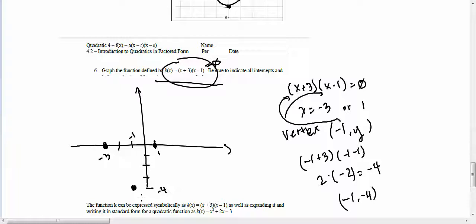Well, there's one more piece, and actually that's exactly it. We found the x-intercepts. We found the vertex. Technically, we could graph it. Technically, I could draw it right now. It would probably look something like this. But there is, however, one more piece of information that I really like finding. And that would be the y-intercept.